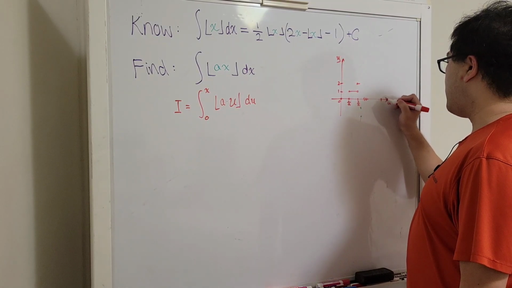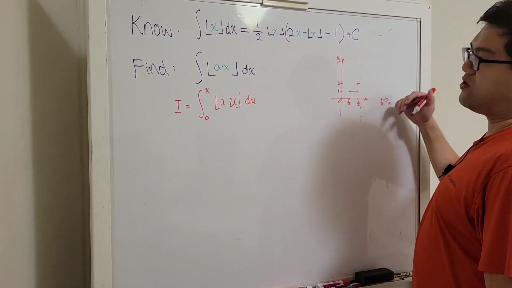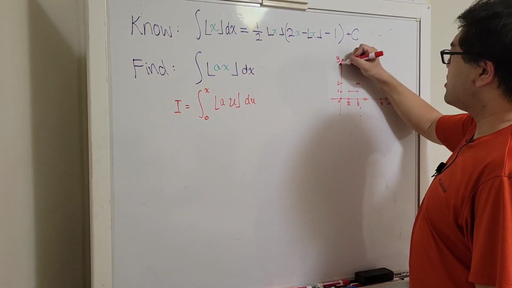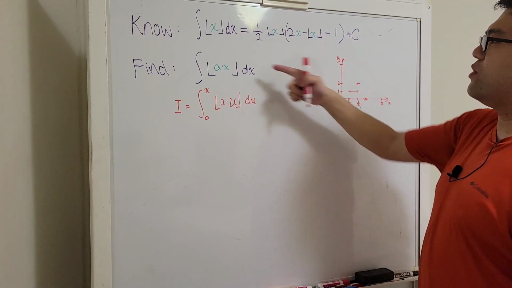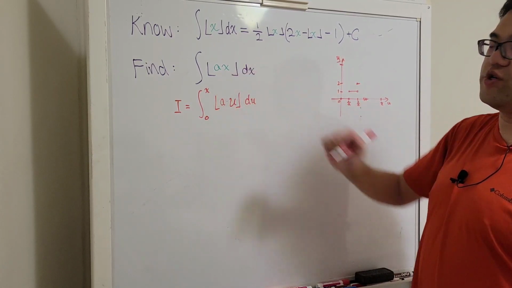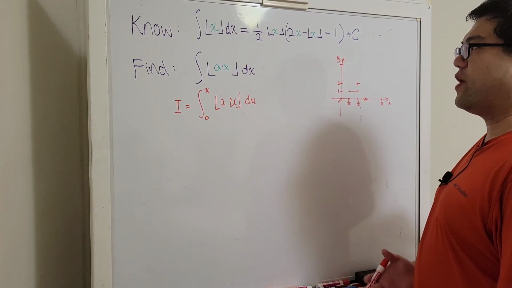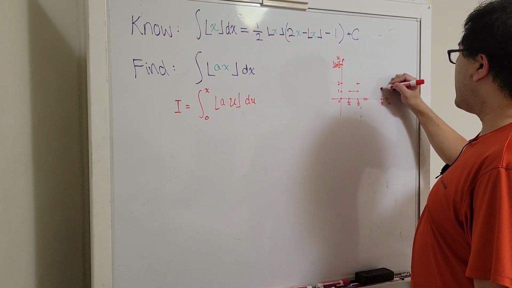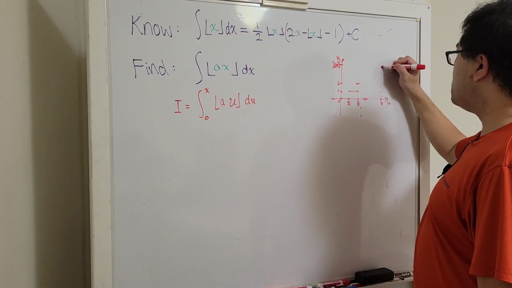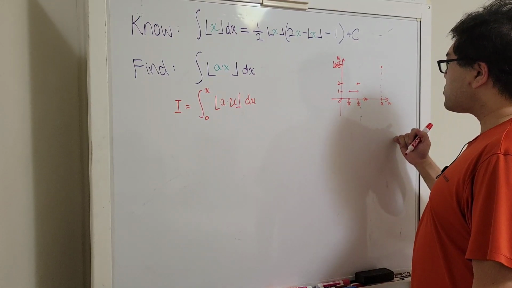So our rightmost endpoint is of course x. Then what would be the y value when u is equal to x? Of course, we just substitute back in here. We should get the floor of ax when u is equal to x.